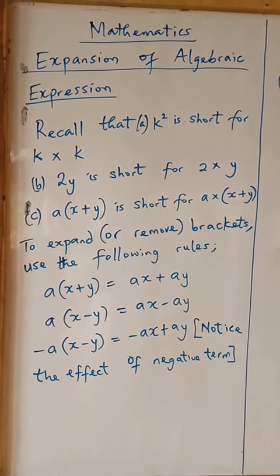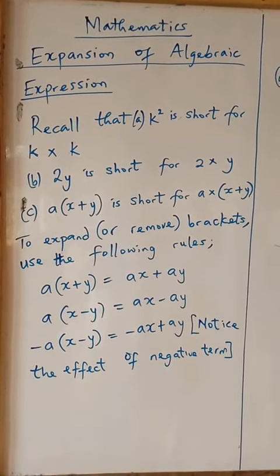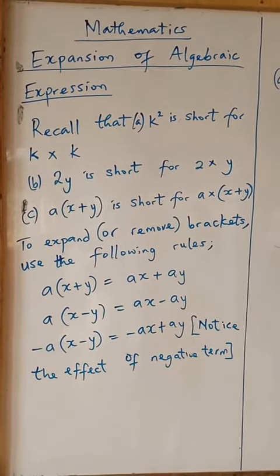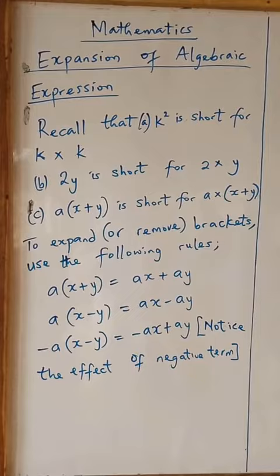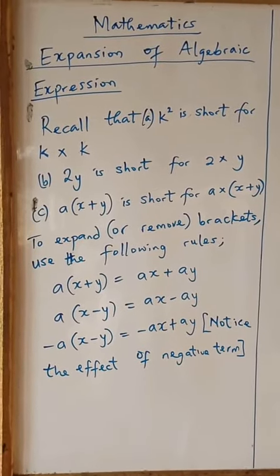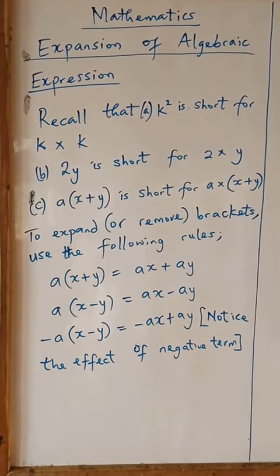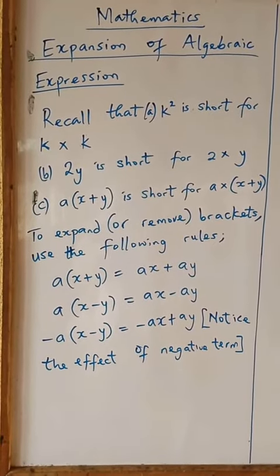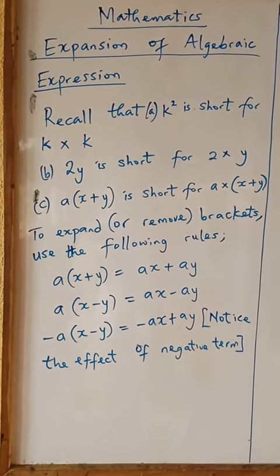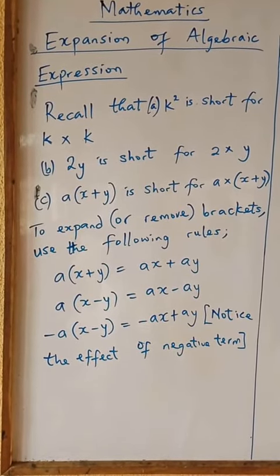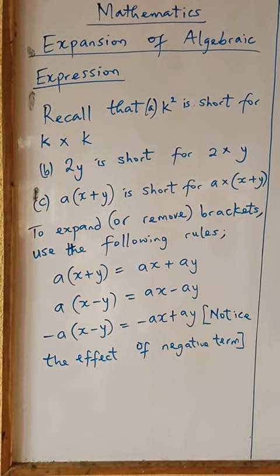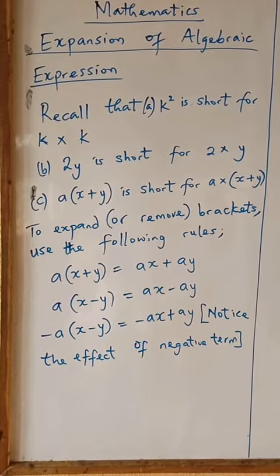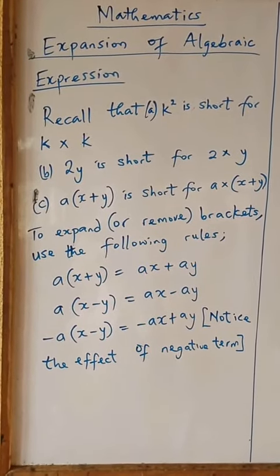So anytime that you are asked to expand or remove brackets, the following rules have to be used. Number 1, when you have a in bracket of x plus y, by the time you use a to open the bracket, you are going to have a multiplied by x plus a multiplied by y. And the result will be ax plus ay.